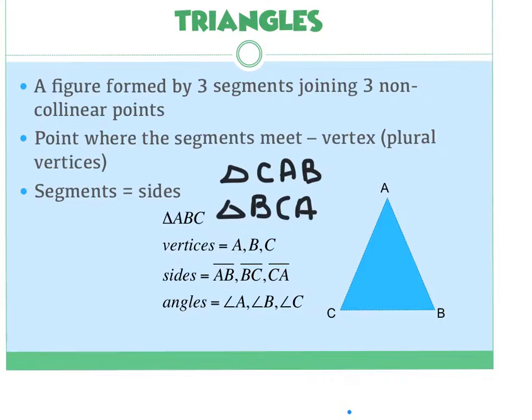The vertices are points. So A, comma, B, comma, C. That's point A, point B, and point C. And then the sides are segments. So segment AB, segment BC, and segment CA, or AC. The order of those letters doesn't matter either. And the angles are where those two sides meet. Each vertex forms an angle, or there's an angle at each vertex. So those angles would be angle A, angle B, and angle C.